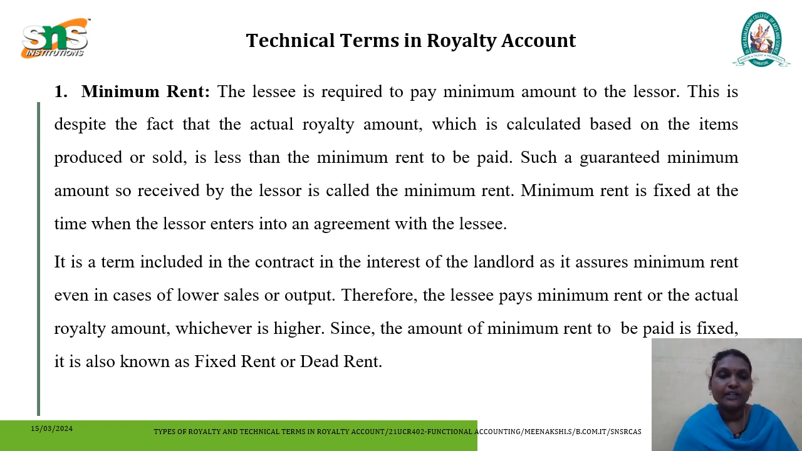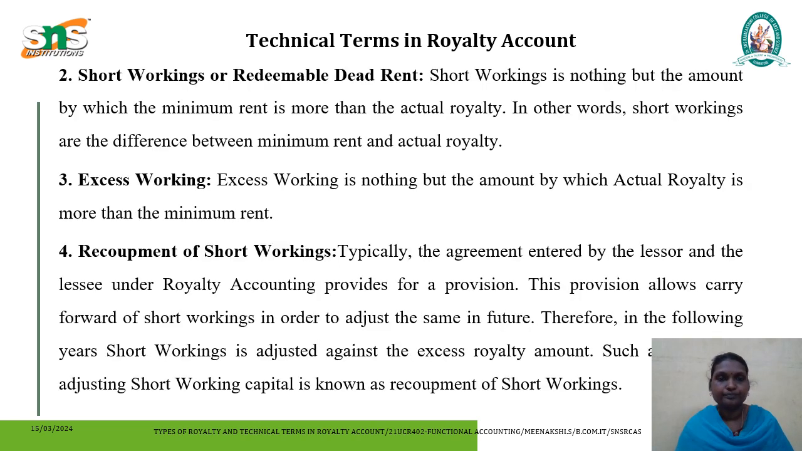It is a term included in the contract in the interest of the landlord, as it assures minimum rent even in cases of lower sales or output. Therefore, the lessee pays minimum rent or the actual royalty amount, whichever is higher. Since the amount of minimum rent to be paid is fixed, it is known as fixed rent or dead rent. It is also known as minimum rent.